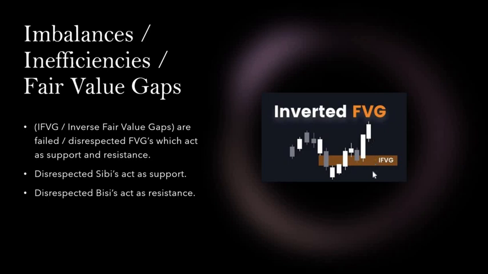Same thing for a BISI. We want to see it act as resistance to resist price from going higher. Okay, so again, an IFVG is a disrespected fair value gap that we can use as support and resistance.